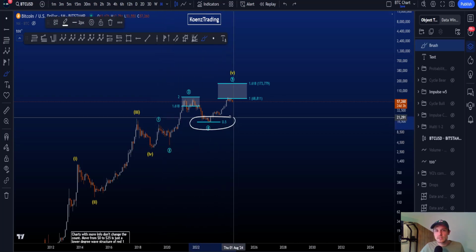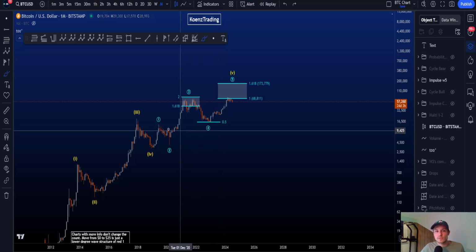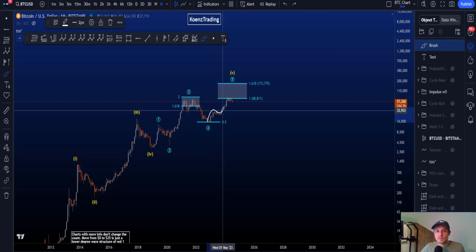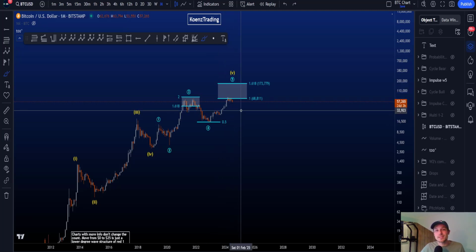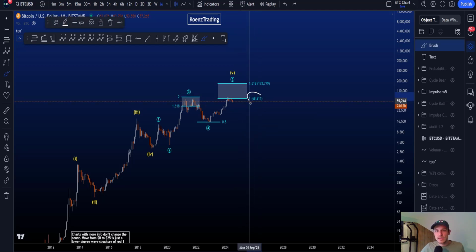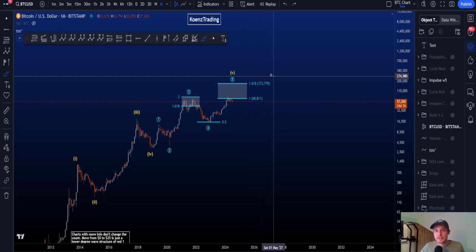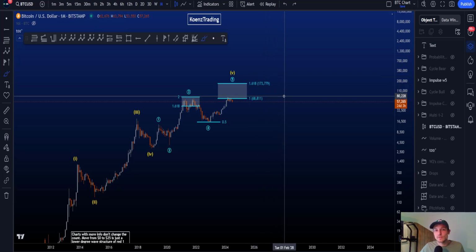Wave 4 hit the 0.5, which is a target for a wave 4, no overlap with wave 1. And then we're looking for a wave 5, 1, 2, 3, 4, a 5 wave structure, where the target area for your wave 5 is between 68.8k and 174k.